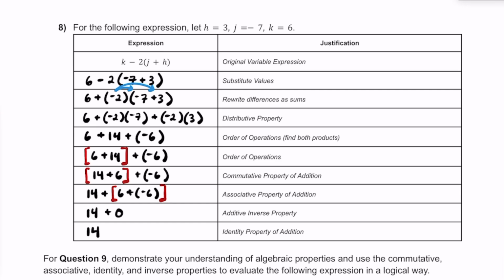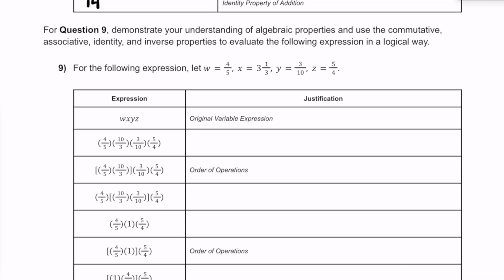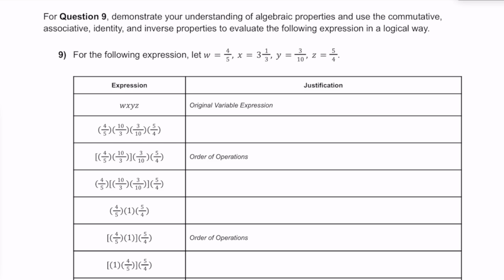So step by step, that's how you would evaluate this expression if we wanted to use all those different properties the correct way. All right, let's just try one more problem here. This time in number 9, let's go ahead and use the properties that we know. This time you're going to see there's no distributive property. However, we are going to be dealing with some products here instead, right? So let's see, we have some values of w, x, y, and z.